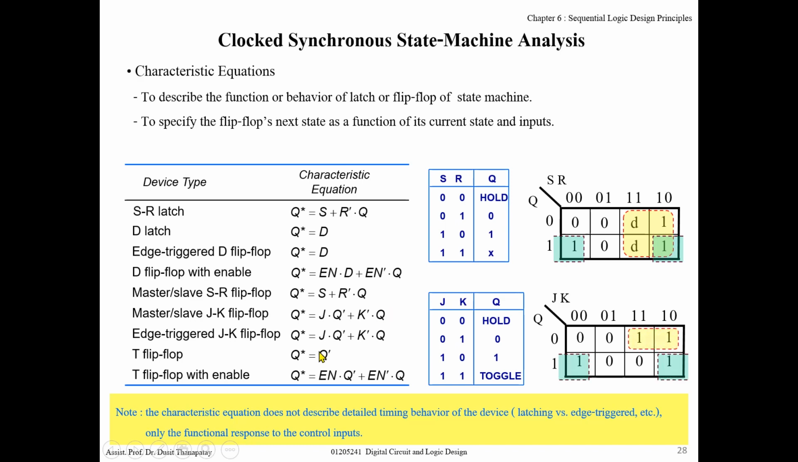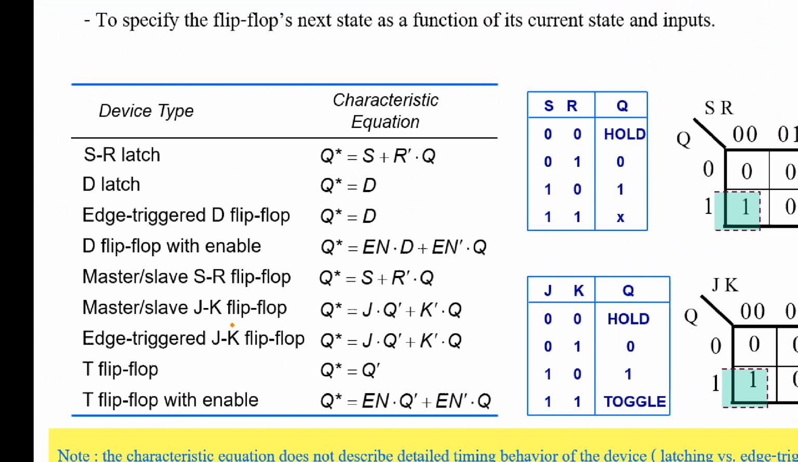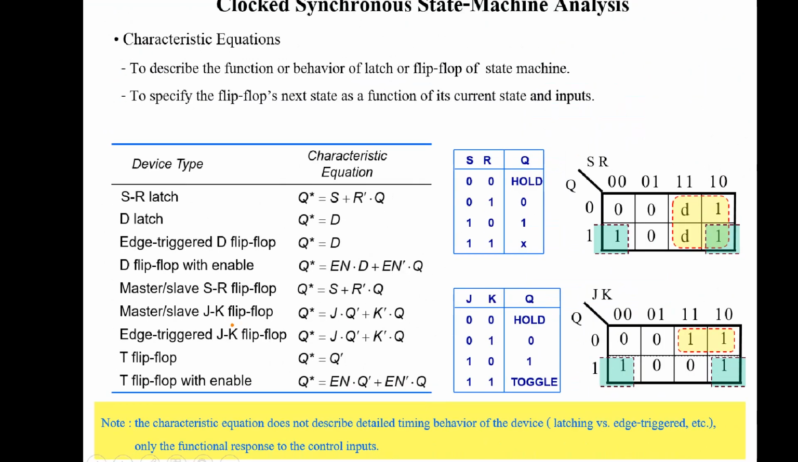And for a T flip-flop with enable, the T flip-flop is Q prime, right? With enable, you can also determine the characteristic equation. For example, you can write the K-map something like this. Because the T flip-flop has only one input, right? EN is the enable. So maybe you can write something like this. It's Q, right? Maybe 0 or 1, and EN maybe 0 or 1, right?